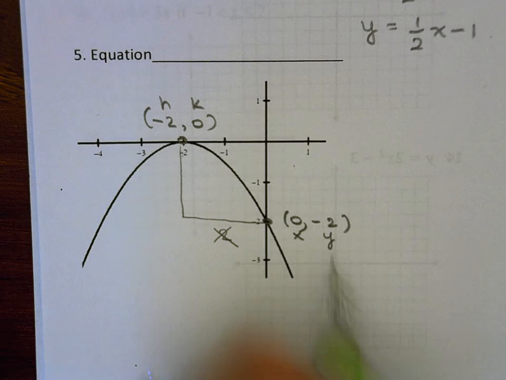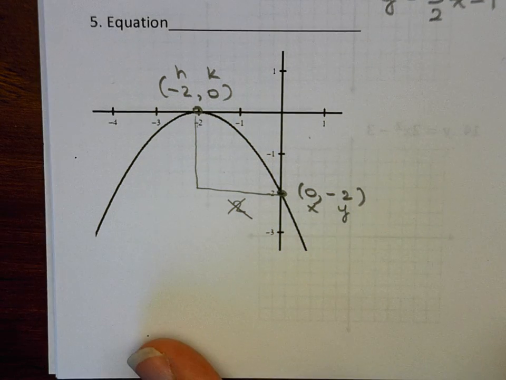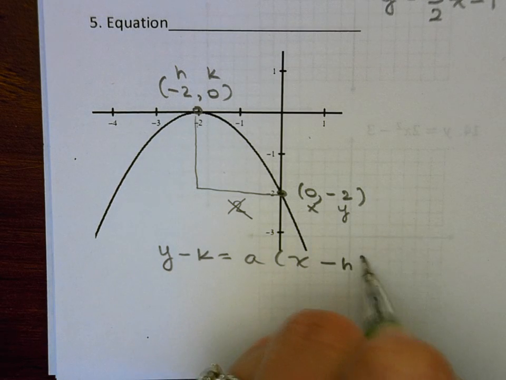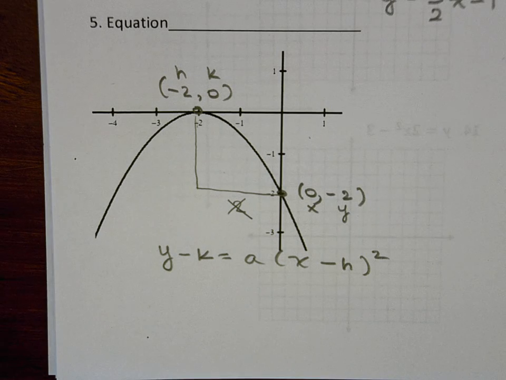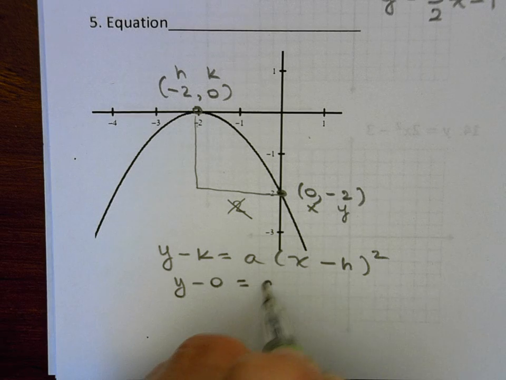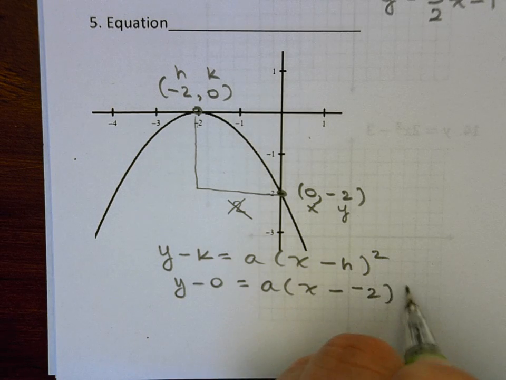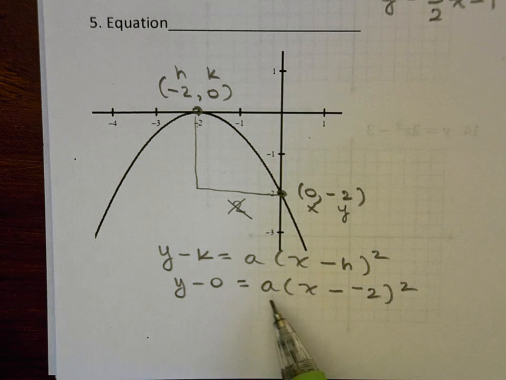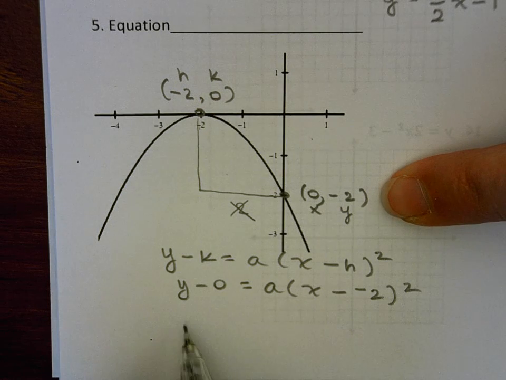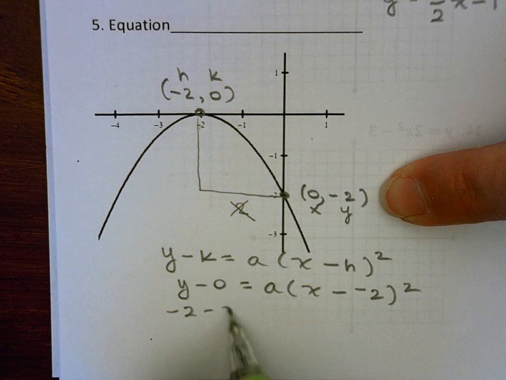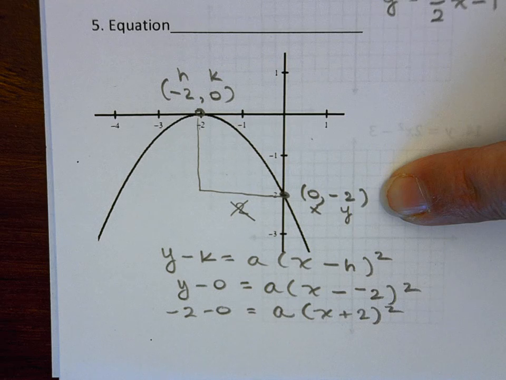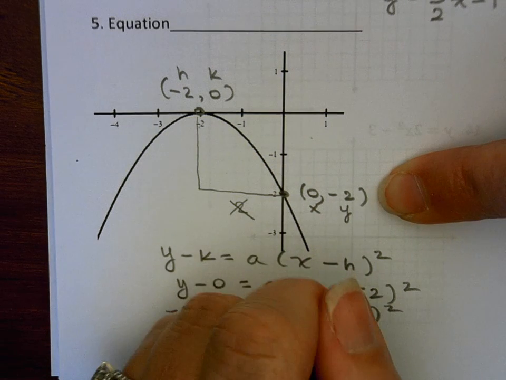So this is a given point, x and y. So in my equation, I have y minus k equals a times x minus h squared. Replace my k value with 0 and my h value with -2. So in order to solve for a, I need to replace x and y, and that's where this extra point is going to come in handy. So replace y with -2. This double negative is a positive. And I just realized I forgot to replace x.